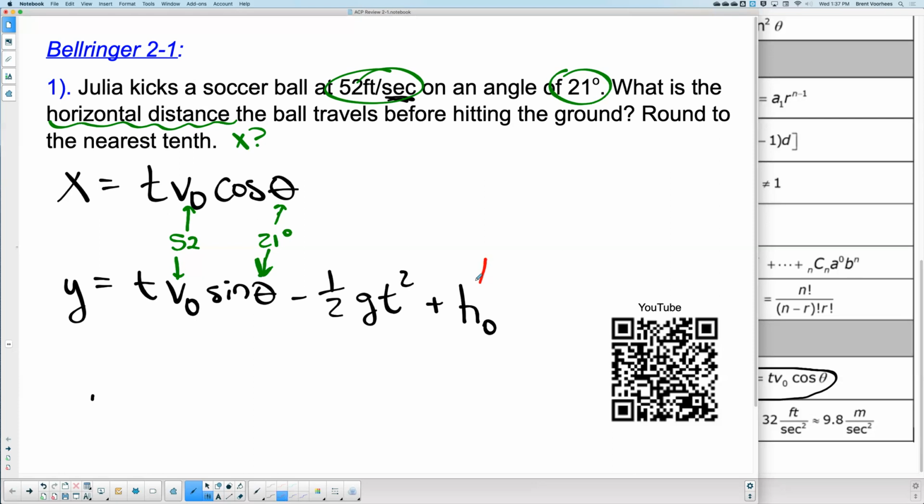It's not on this problem. I forgot to include it. So I'm going to say Julia kicks the soccer ball right here, I'm going to say from the ground. Now I can officially say that the initial height is 0.